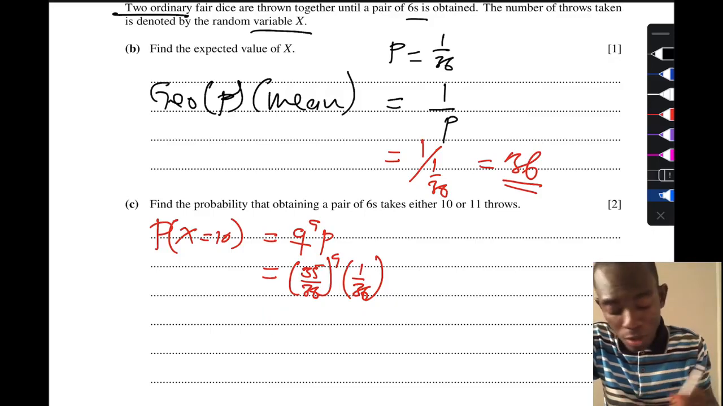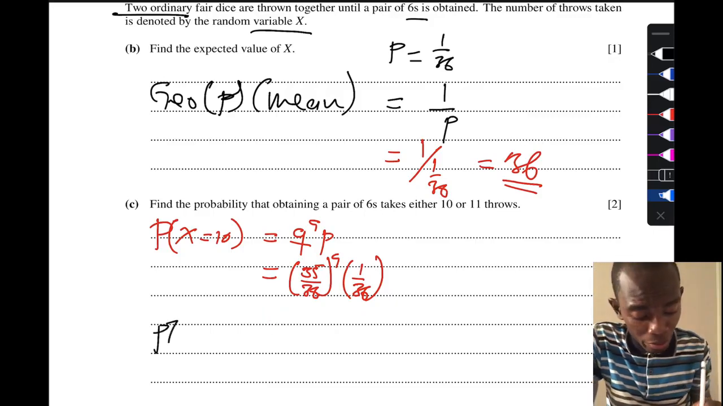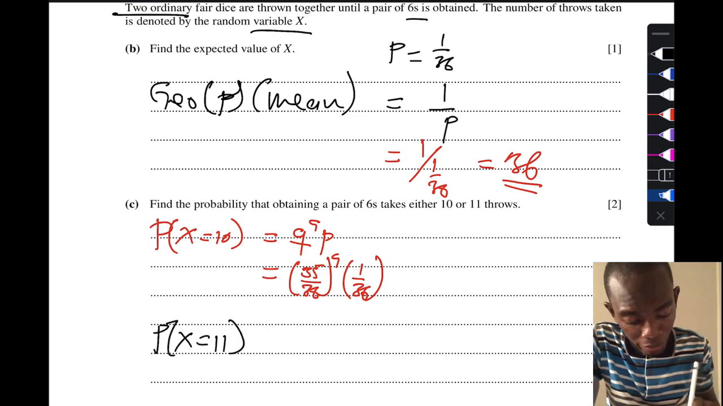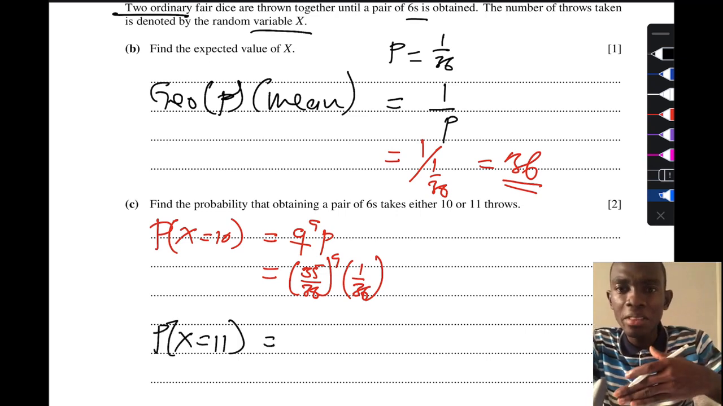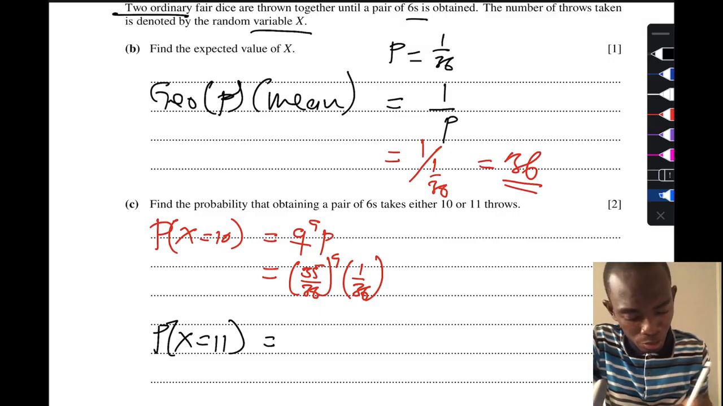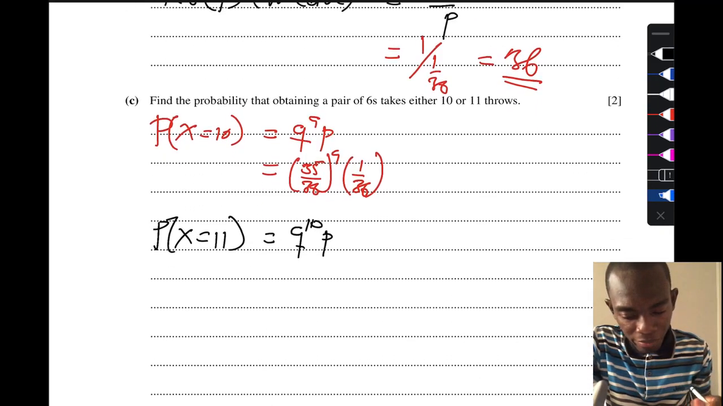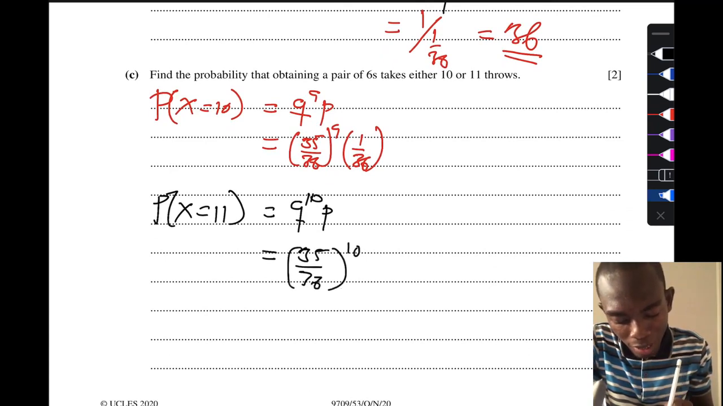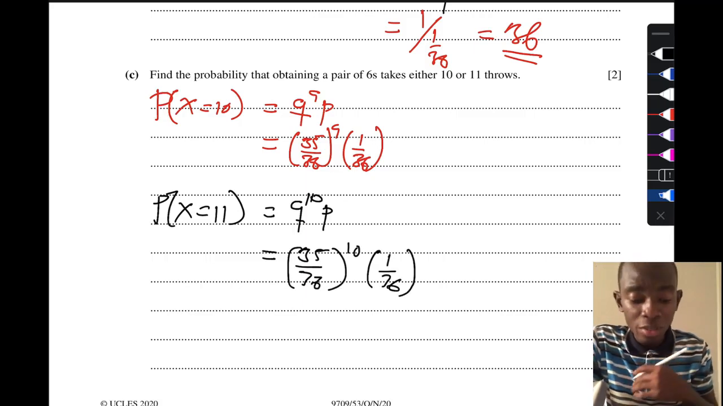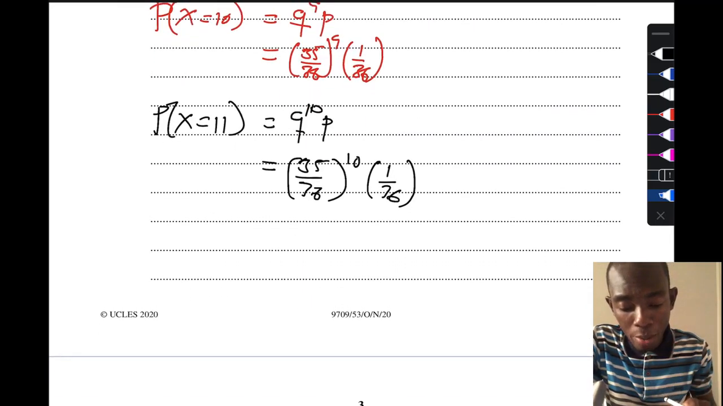Then we also want the 11th trial. So x equals 11 would mean that we fail 10 times, and on the 11th we have the success. So q is raised to the power 10, and then we have a success on the 11th observation. So that is 35 over 36 to the power 10, times 1 over 36. Great, now let's add the two up.